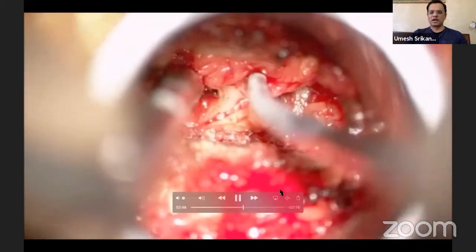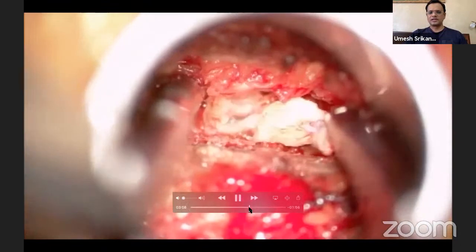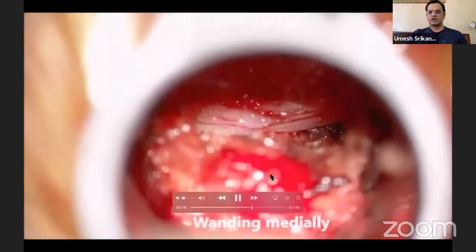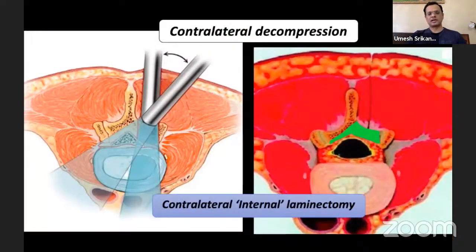So this is an acute fragment that was removed in this case. I'll just skip this part, that is a discectomy that was done for this. So once the ipsilateral decompression is completed, then we angulate the tube to the contralateral side in order to visualize the inner cortex of the contralateral lamina.